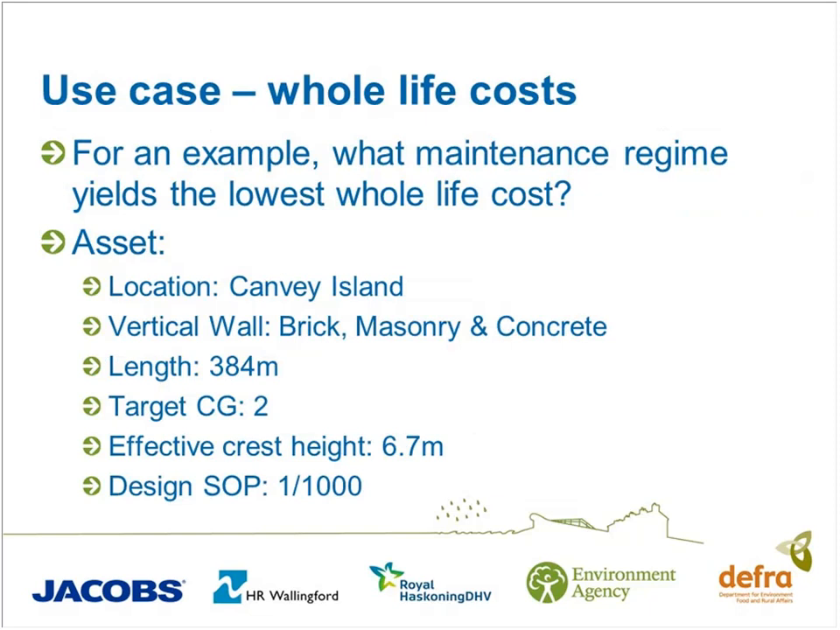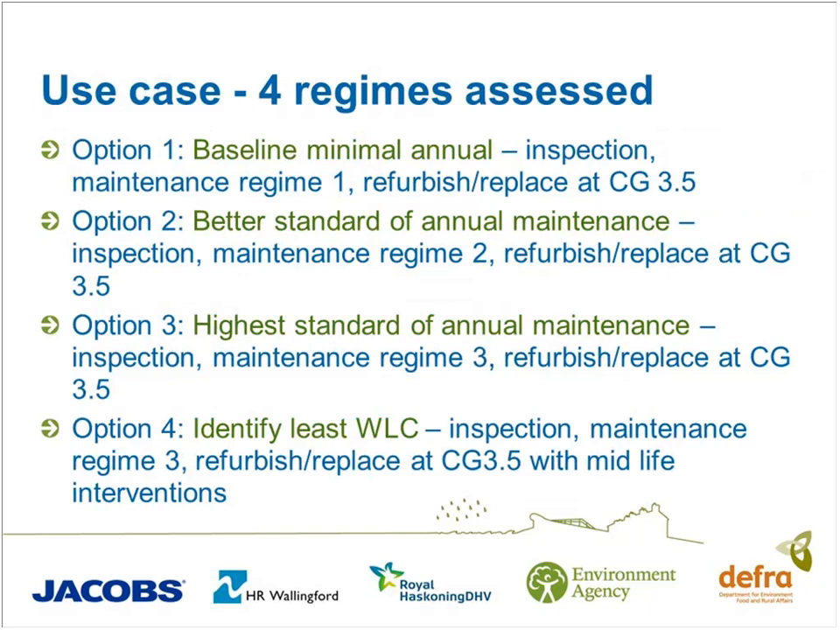So I'm now going to have a quick look at a case study. This is for an asset on Canvey Island, and we're thinking about what maintenance regime might yield the lowest whole life cost for that asset. It's a vertical wall, made of brick, masonry and concrete, 384 metres long, target condition grade 2, 6.7 metres at crest, and design standard of protection is 1 in 1,000 for that asset.